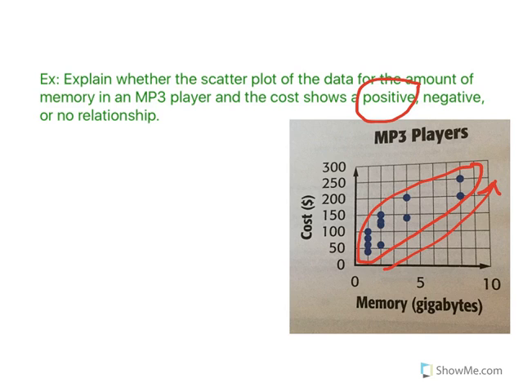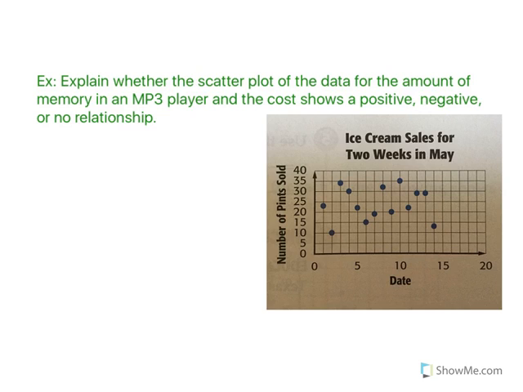A nice trick that I like to do is circle the data points to see the shape of that. The next example says, explain whether the scatter plot of the data for the amount of, and it's not memory this time, it's the amount of ice cream sales for 2 weeks in May. So we're going to look at the amount of pints sold. Is there a relationship with the date that they're being sold at?